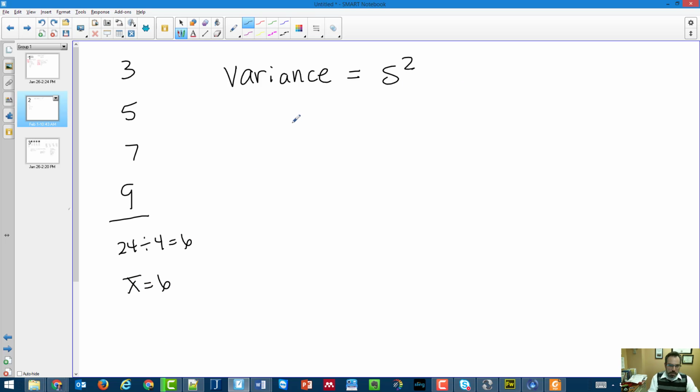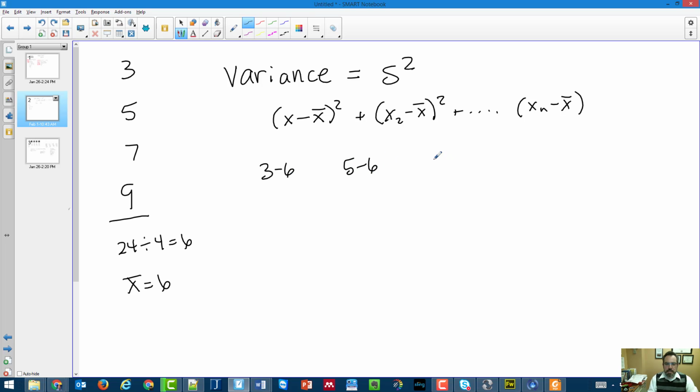So to find the variance, we usually have to take each of these x's minus x bar and then square that number. And then we add it to the next one and square it. And we keep doing that for all of the x's. All right. So basically, I'm going to take each one. I'm going to have 3 minus 6. I'm going to have 5 minus 6, 7 minus 6, and 9 minus 6.